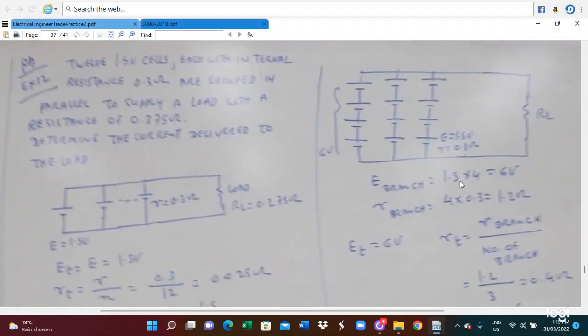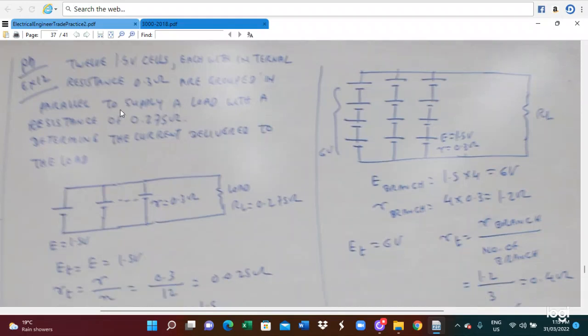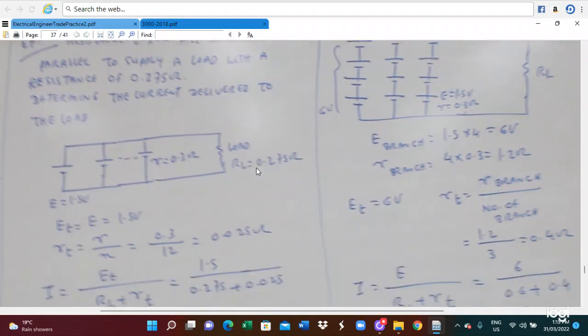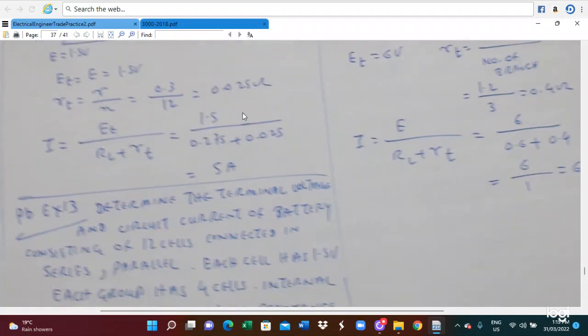So this is how the 12 batteries are connected here. The 12 batteries of 1.5 volt are connected in series, connected at the terminal. So in this case, we have to arrange the terminals. So this is for all the 12 batteries connected. This is the way that we calculate the total current and total voltage.